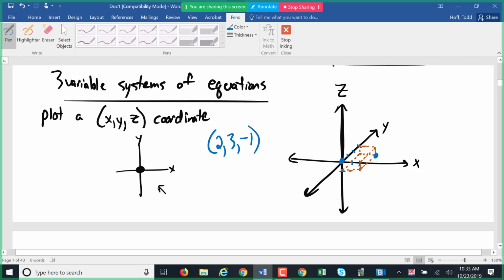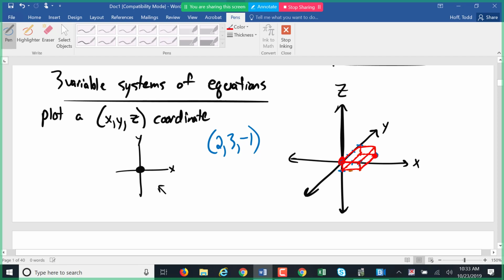Now you can see without that box on there, knowing that that point was x equals 2, y equals 3, and z equals -1, that would be impossible to see. It's even hard to see with it drawn out. Let me draw the lines in solid instead of dotted for you. So you can see there's the box. The origin is this corner. The point we're plotting is that opposite corner.